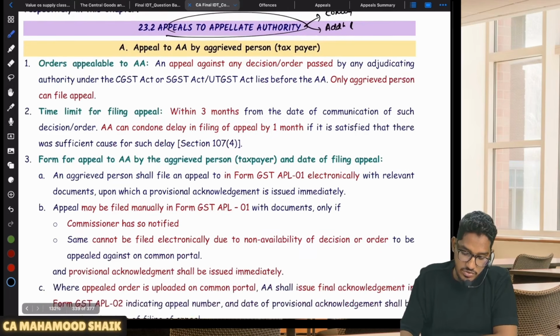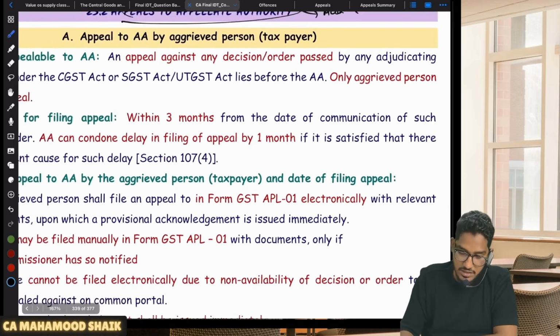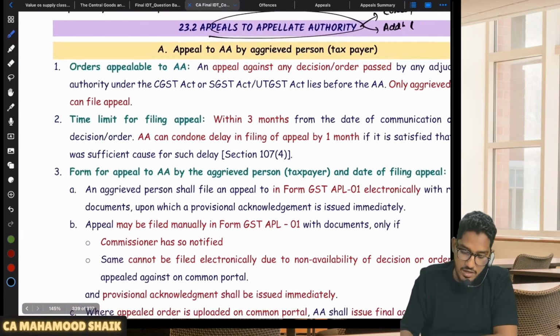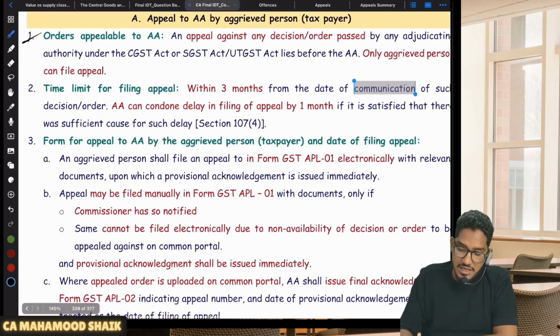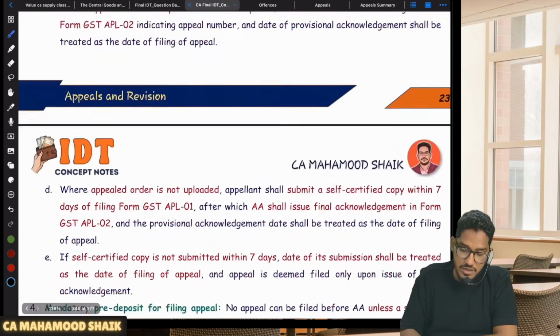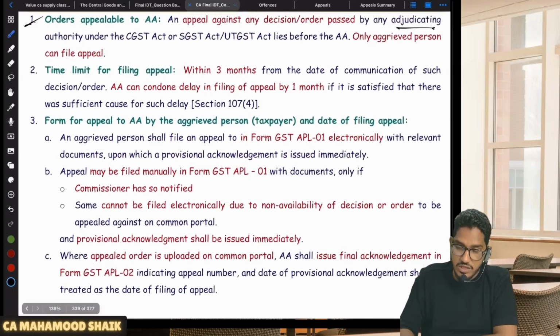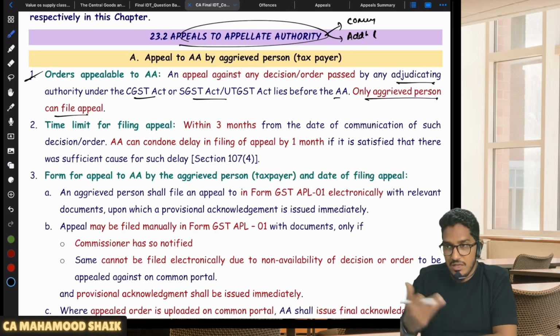Read it here. I want you to read it, or else I will read it quickly, because I have covered everything in the chart. Orders which are appealable to the AA: which kind of orders can you go against? An appeal against any decision or order passed by an adjudicating authority, like superintendents, joint or assistant or deputy commissioners, or joint or additional commissioners, under the CGST Act or SGST Act, has to go to the appellate authority. Not just an aggrieved person can file an appeal, even the department can. In the next point there is a department appeal also.